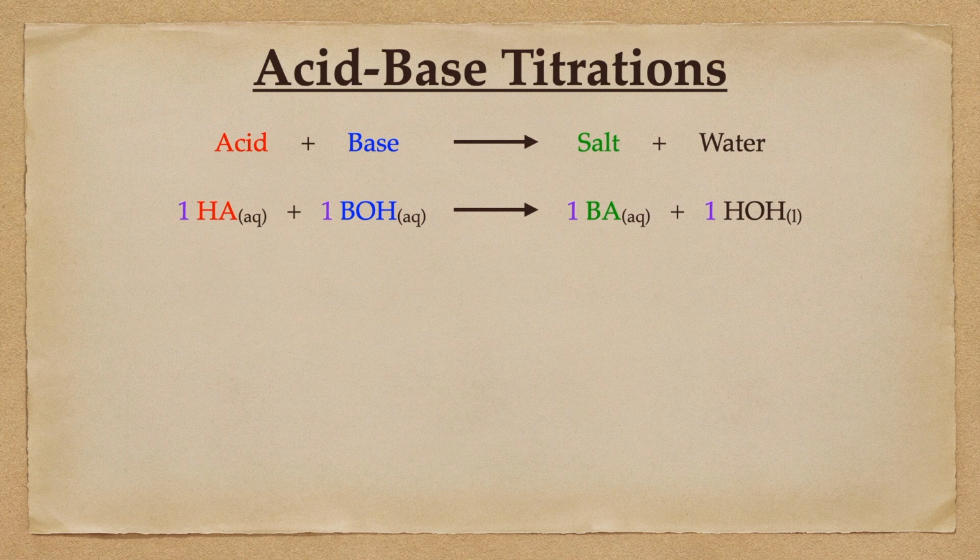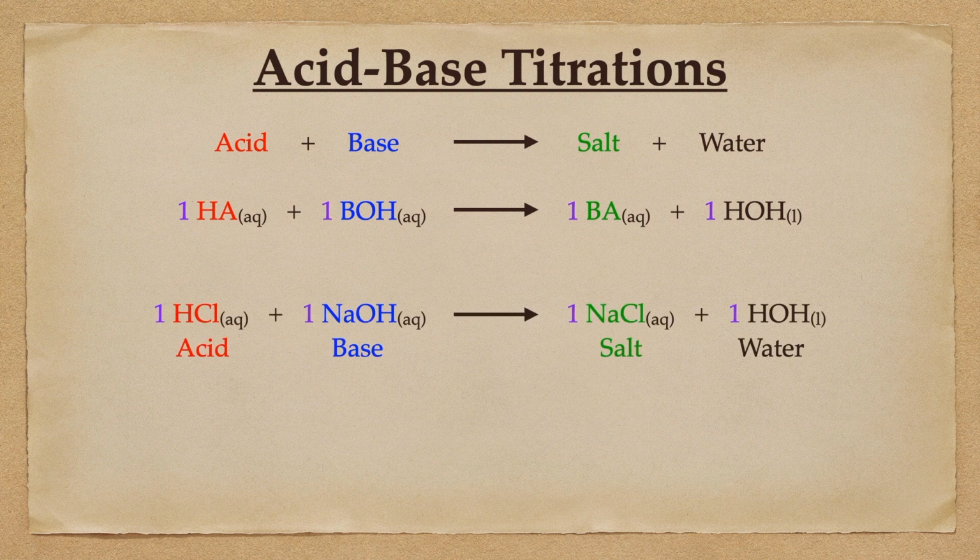And now we want to look at what happens when an acid and a base react to make salt and water. For example, hydrochloric acid and sodium hydroxide can make table salt, sodium chloride, and liquid water.